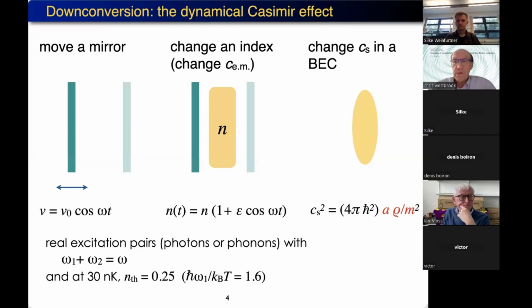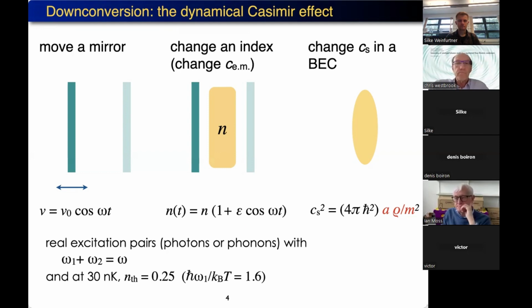And it is even possible in principle, although I've never seen it done, I'm actually dreaming of doing this ourselves, to place the condensate in an optical lattice, which would modify the effective mass of the particles. And then by changing the depth of this lattice, you could modulate the effective mass. Okay, so we're just going to talk about changing the density.